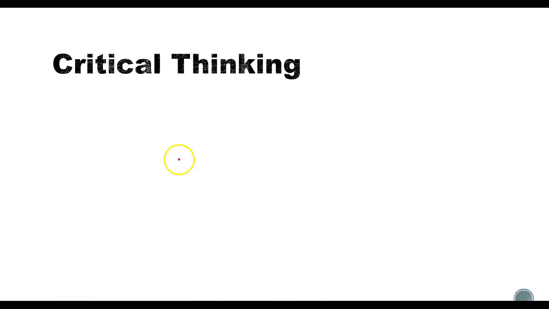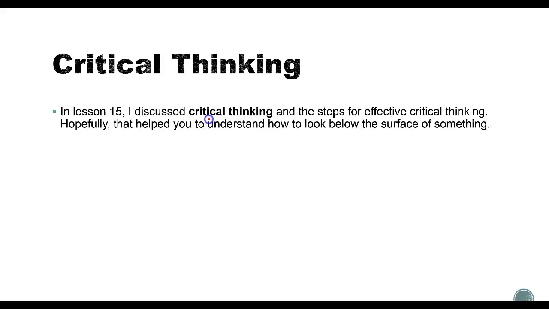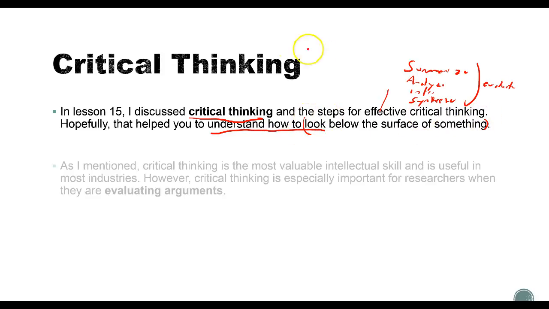So in the last lesson, we talked about critical thinking and the steps for effective critical thinking. Remember, we said a good critical thinker always needs to summarize, analyze, infer, synthesize, and then finally evaluate. So hopefully that helped you to understand how to think critically and how to look below the surface of something.